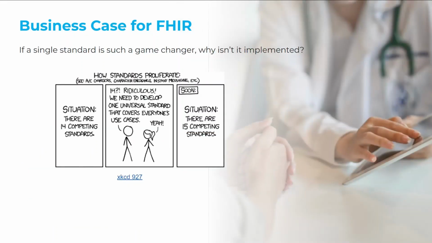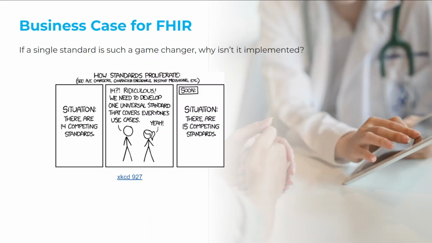So this slide, I use an XKCD comic, and this is the business case for FHIR still. If this single FHIR standard is such a game changer that's going to bring together the data from your doctor, from the pharmacy, from everywhere, then why isn't everyone already using it? This comic is a little bit simplistic. I won't say this is the only thing, but you'll see that here there's 14 competing standards, and in the middle, I guess this would be the HL7 folks.